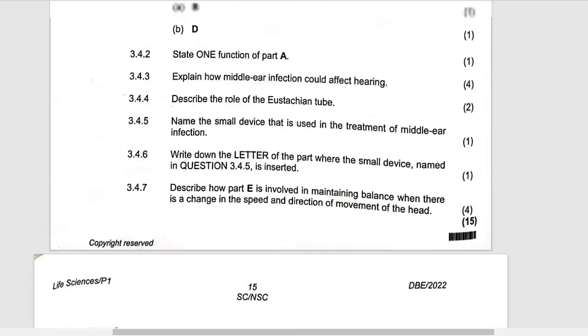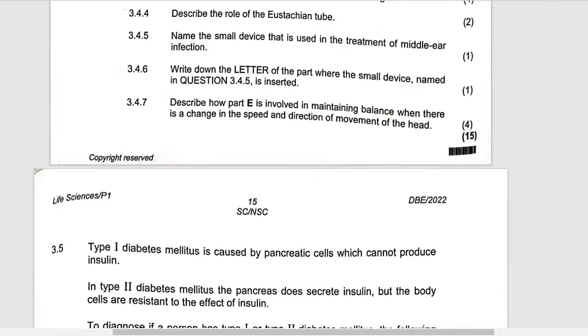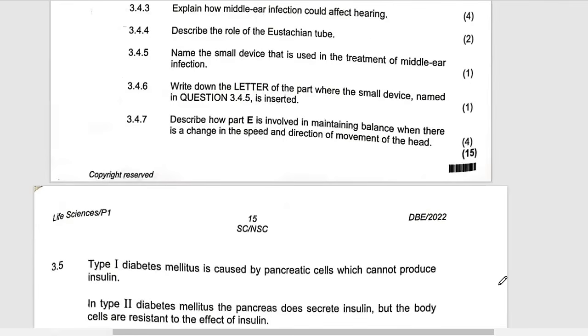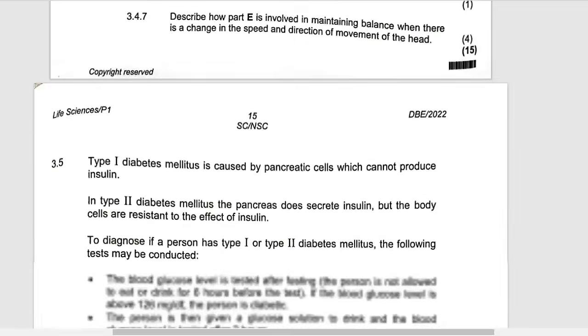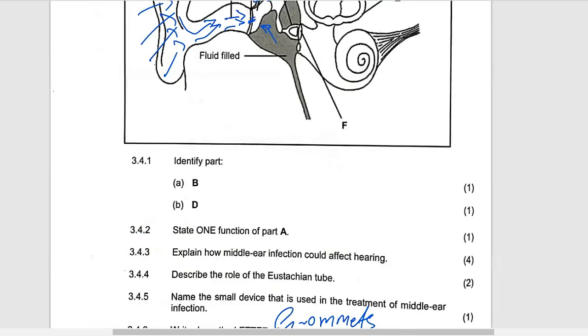Then lastly, but not least, they're asking you to write the letter of the part where the small device named above, which is the grommet, is inserted. Where is it supposed to be inserted? It's supposed to be inserted in the tympanic membrane. And if you look at this, it is part C.